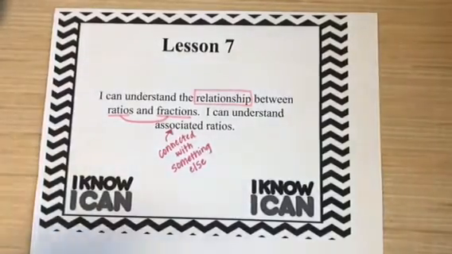All right, guys, this is lesson 7. I can understand the relationship between ratios and fractions. I can understand associated ratios. So, in the past, we've only been working with writing a ratio in 2 ways, with a colon or with the word to. Today, we're going to be incorporating the idea of writing ratios as a fraction. So, let's go ahead and get started.